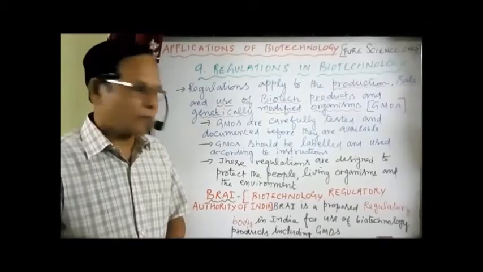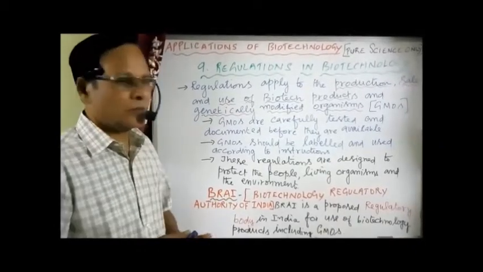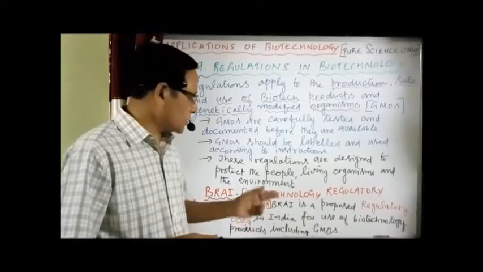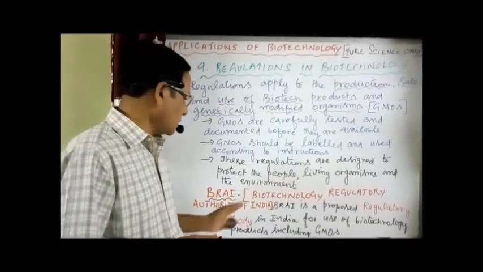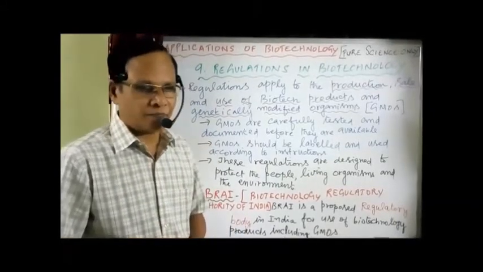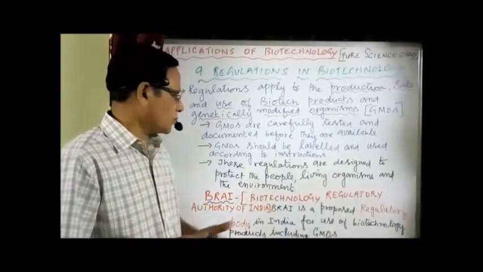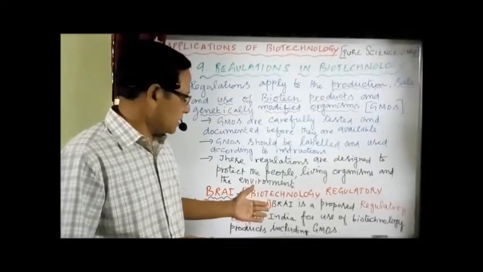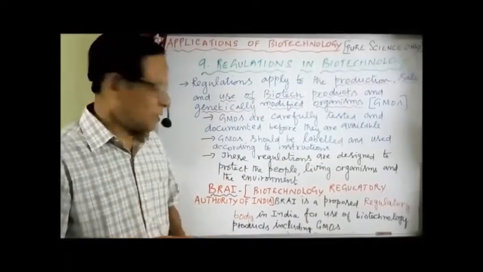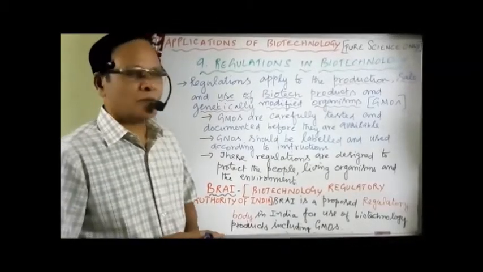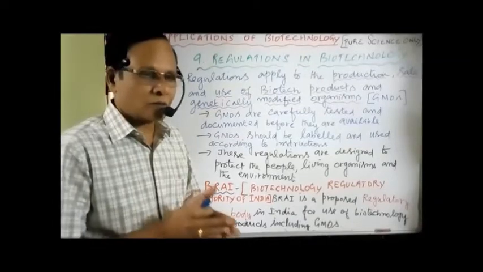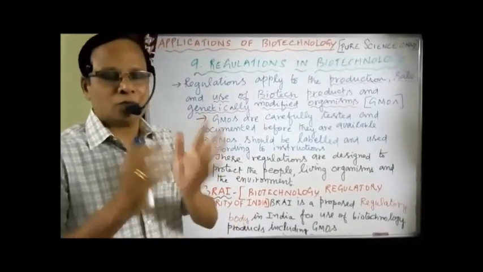I'll start with number one, BRAI, B-R-A-I. It is nothing but the Biotechnology Regulatory Authority of India. What is the meaning of that? BRAI is a proposed regulatory body in India for the use of biotechnological products, including GMOs.